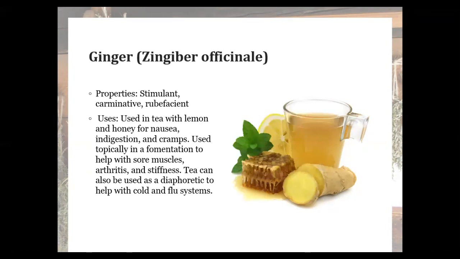So the tea can also be used as a diaphoretic to help with cold and flu symptoms. This is a common use in our house. Whenever our family starts to have a cold or flu or body aches, things like that, I'll make a large pot of ginger tea with lemon and honey, and it often helps to alleviate those cold and flu symptoms quickly. It also helps with sore throats. It's a little harsh on the throat, but once you get it down, it helps with sore throats as well.